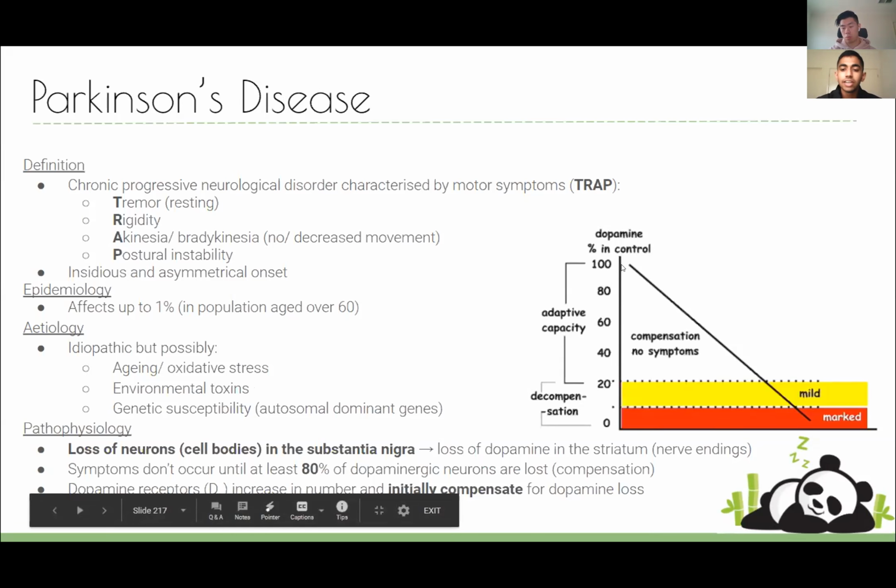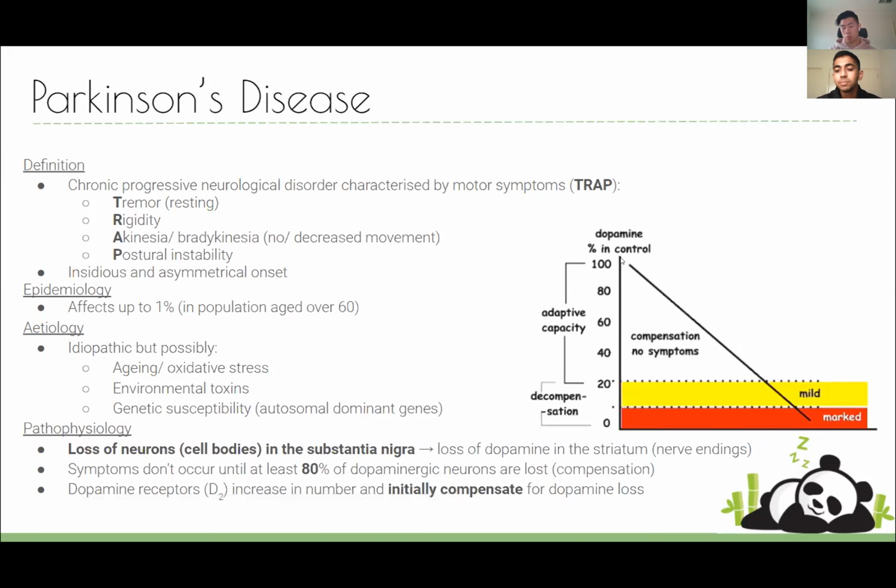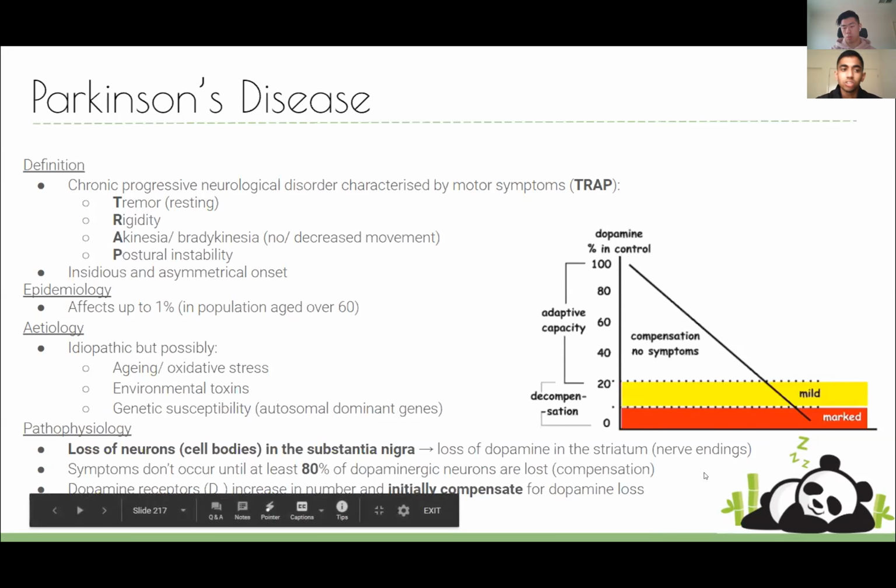So as you go down, you're compensating for your symptoms until you reach 20% of your nerves being left. And that's when you start to see the actual symptoms of Parkinson's disease manifesting and quite obvious. So once we get below 20, it's kind of mild. And then once we're getting below 10, that's when it's really quite serious Parkinson's disease.